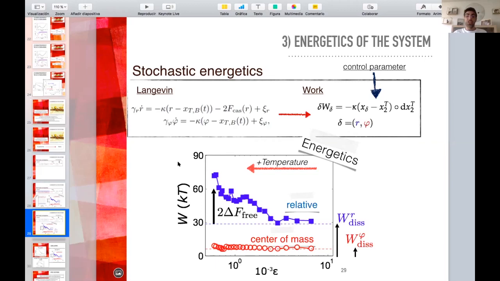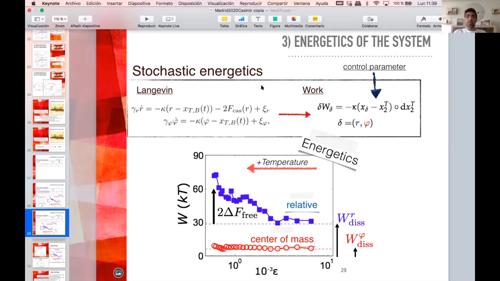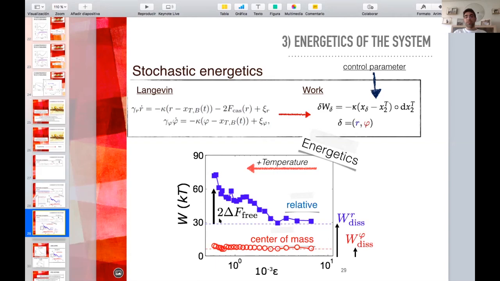But on the other hand, in the relative degree of freedom, when we are very far away, we have a dissipative work, a work dissipated to the environment, to the bath. But once we get closer and closer, we see that we need more and more work. This is the change of free energy between the two configurations, when we are far and when we are close. So this is another way we have to obtain the critical Casimir force, which is the force appearing in our system.